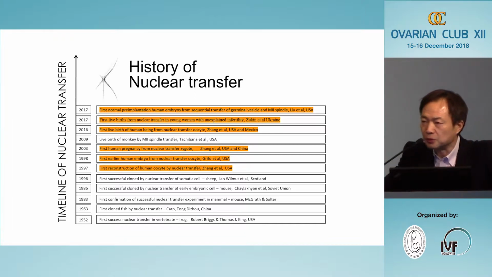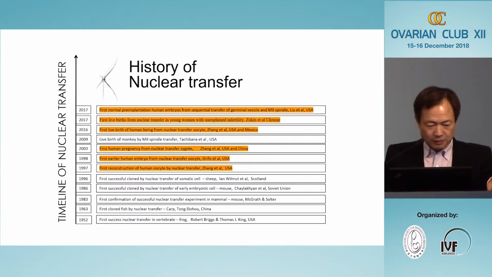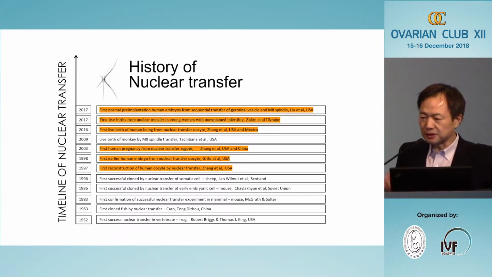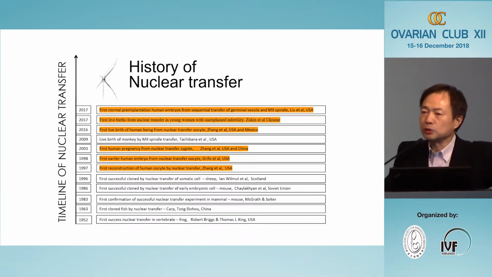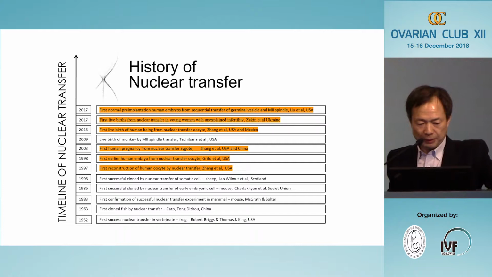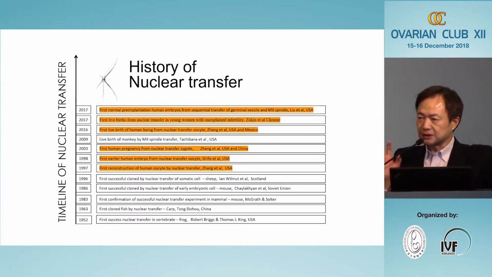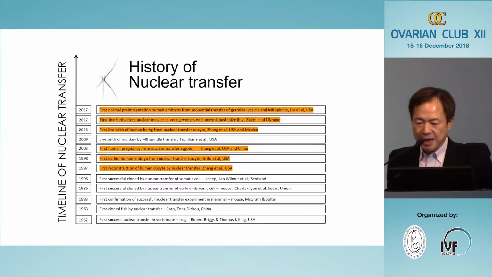So for the micromanipulation technique, one of the difficult parts actually is not the micromanipulation, but integrating the transferred nucleus into the host cell. That's the difficult part. Okay, so this is just a technique. Now let's review the history of nuclear transfer.